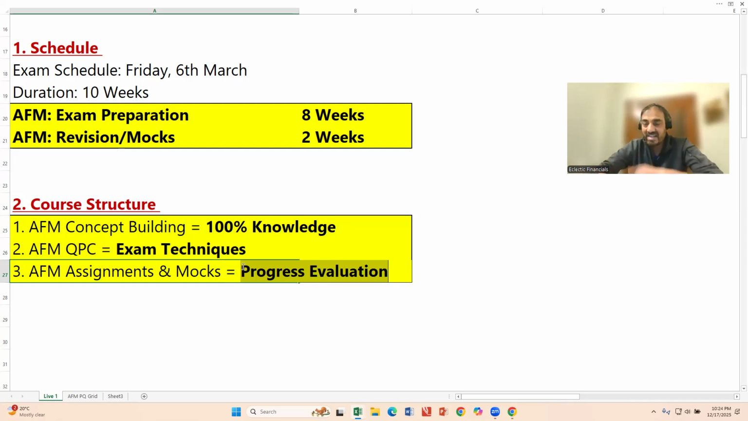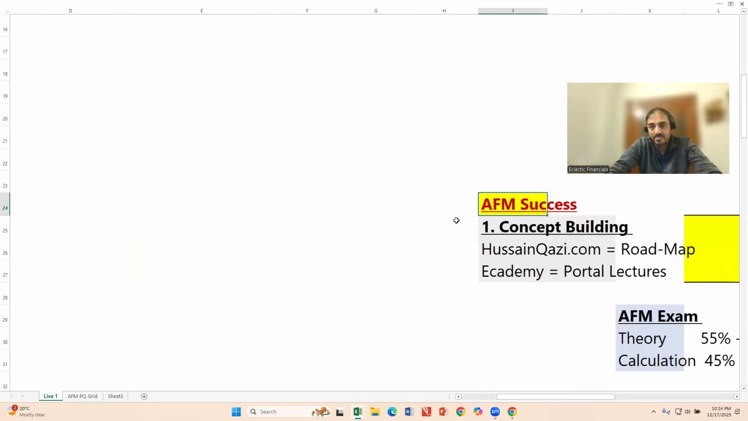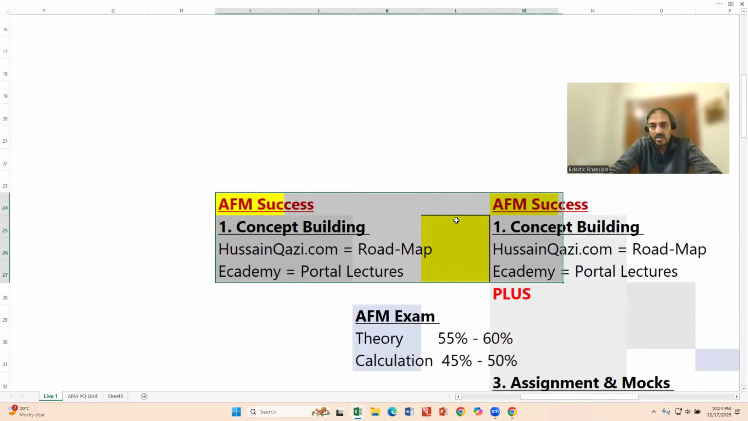Me and my team regularly follow up with you, not only on the WhatsApp group, but also individually, if you are not attempting the mocks. That's very important. I will assign the dates, don't worry about that. So the course structure is based on these three pillars. Now, what is the course structure all about? Number one, the concept building.